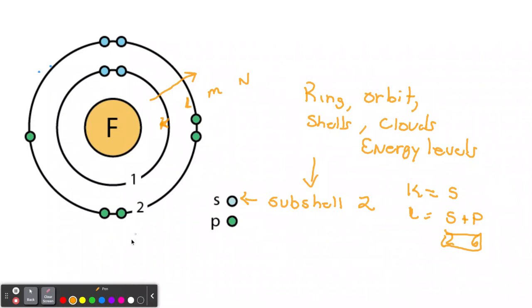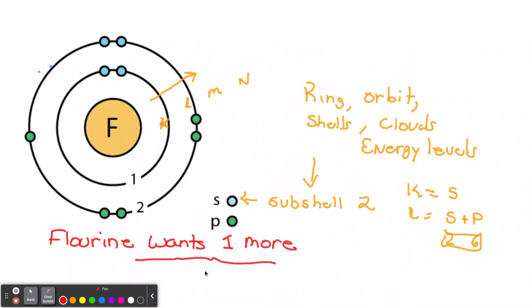And when it completes it, that's what the octet rule means. See, the total would be 8. So let's change it to red. So fluorine wants 1 more because it wants to be noble. We personify it, right? Wants 1 more electron.